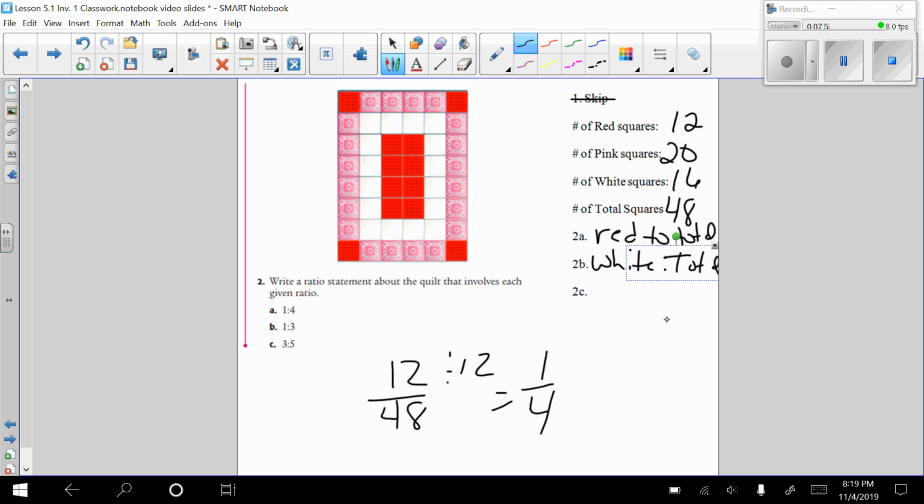The last one is, what could be 3 to 5? Again, I have to find a ratio that could be 3 to 5. Well, if I do red to pink, that would give me 3 to 5, because red is 12 and pink is 20, and I can divide them both by 4 to give me 3 to 5. So ratios are a little bit like fractions when it comes to simplifying. We must do that in order to get the statements correct.